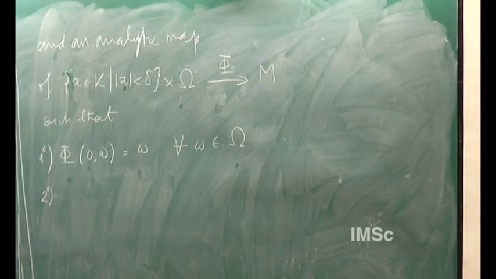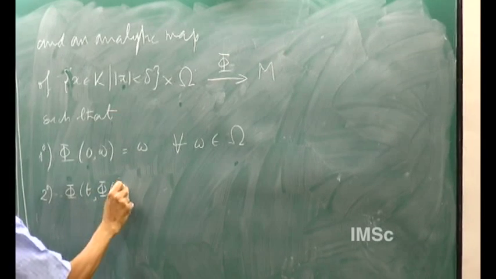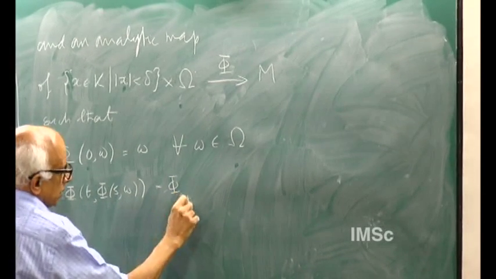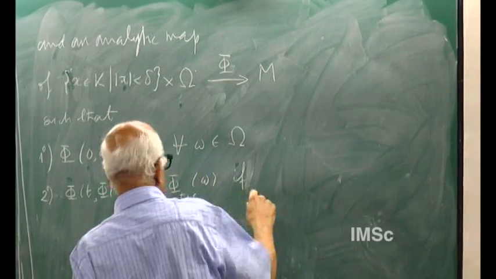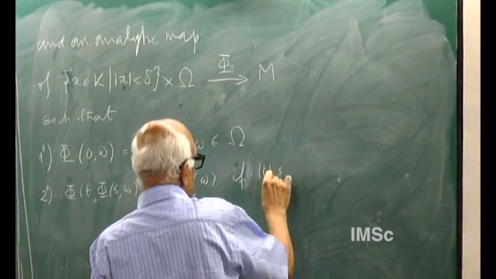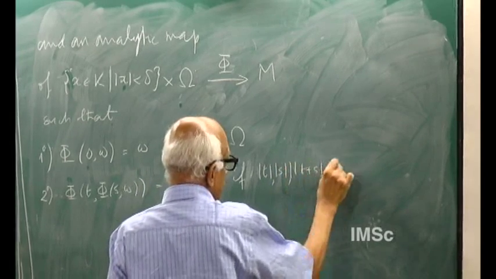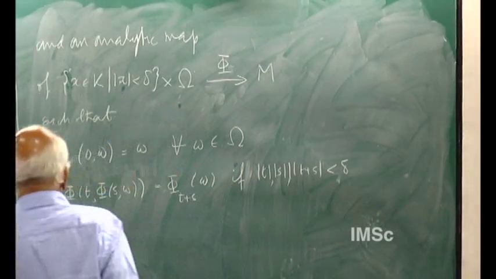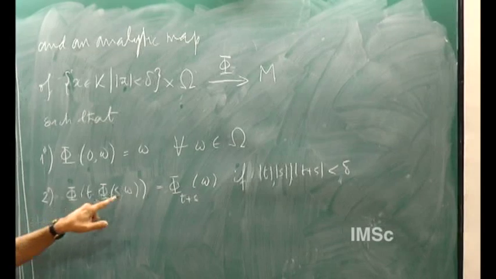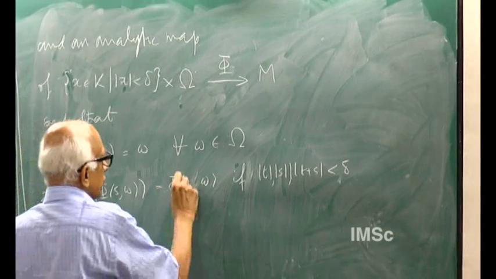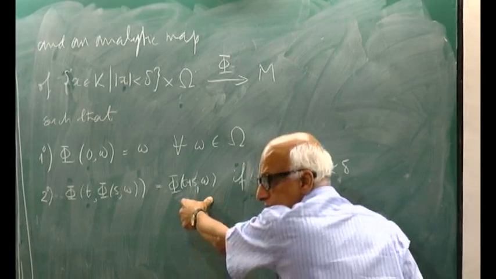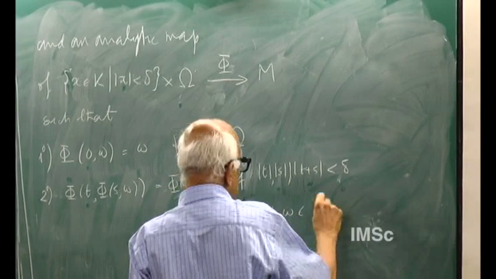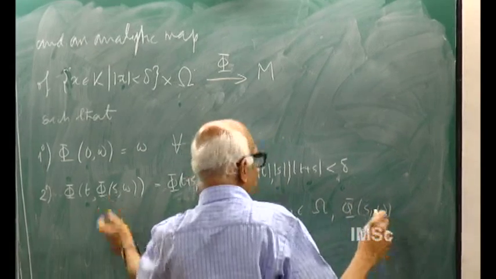Two: phi t of phi s omega equals phi of t plus s, omega, if mod t, mod s, mod t plus s are all less than delta. That's necessary to be able to define this. And omega is in omega, and phi s omega is also in omega. You need that to be in omega to be able to define that.